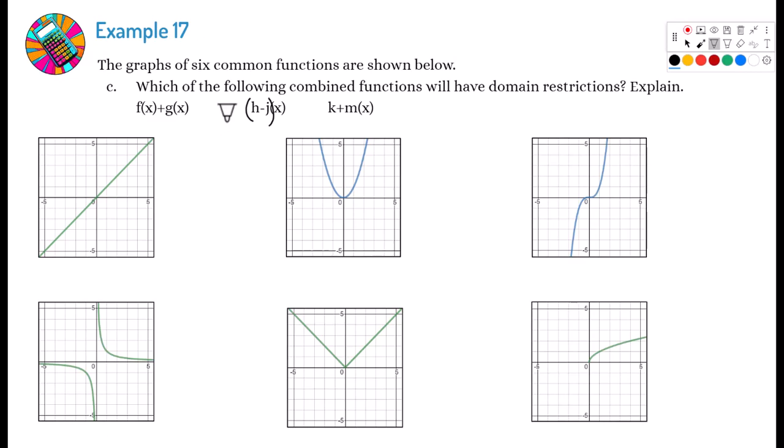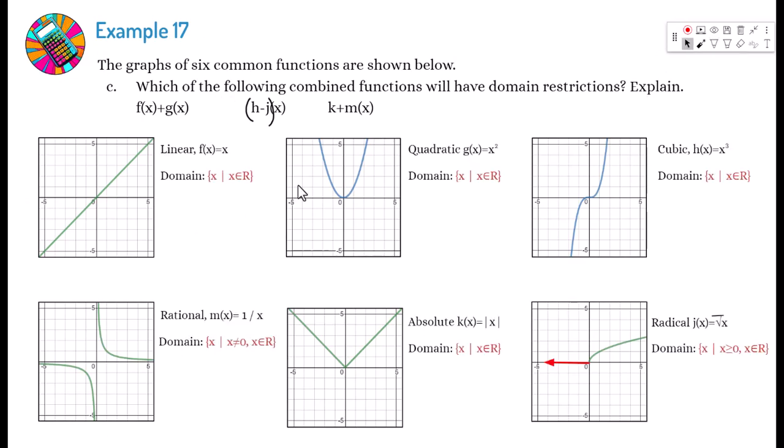Well, let's look at this. f of x is that one right here, right? Let's put all that back. Okay, so the f of x is this one. That has no problems. g of x, where's g of x? Oh, that's the quadratic. These two both have no restrictions. Therefore, any operation of functions on those, addition or subtraction, will also not have any restrictions.